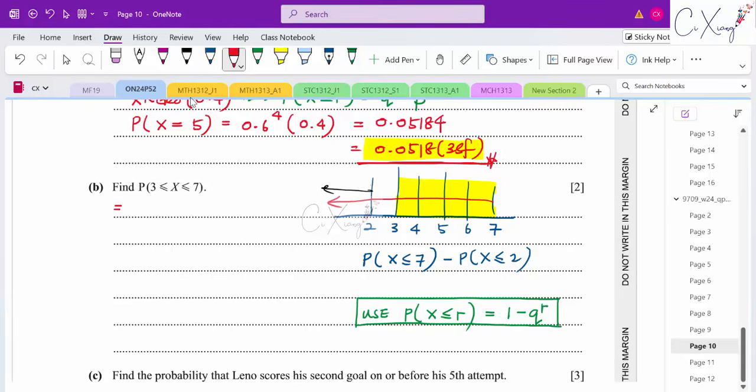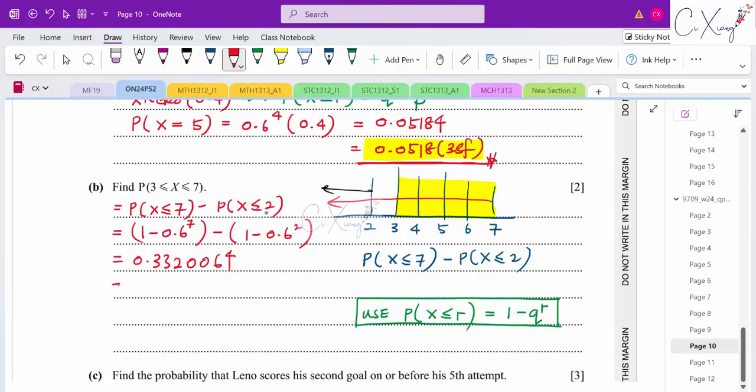So I'm having the probability of x smaller equals to 7 minus the probability of x smaller equals to 2. So x smaller equals to 7 is 1 minus q, q is 0.6, power r, r is 7. Then minus again 1 minus q power 2, because in this case the r is equal to 2 now. Then you try to simplify your answer. By right, you'll get a long value like 0.3320064, and please correct it to 3 significant figures, which is 0.332.